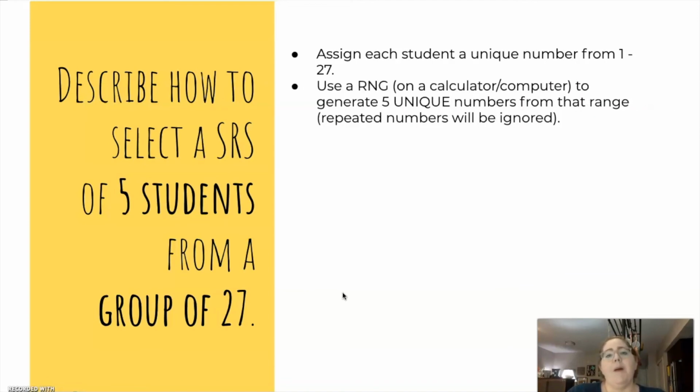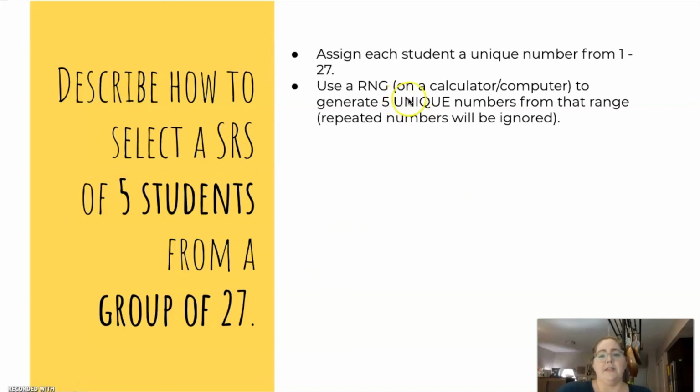Then we're going to say what method of randomization to use. So I'm going to say we're going to use a random number generator. RNG just stands for random number generator, and it is okay to use that abbreviation on the AP exam. So use a random number generator on a calculator or a computer. You don't have to write calculator or computer, but you can, to generate 5 unique numbers from that range. Repeated numbers will be ignored. So I'm picking 5 numbers from that range.